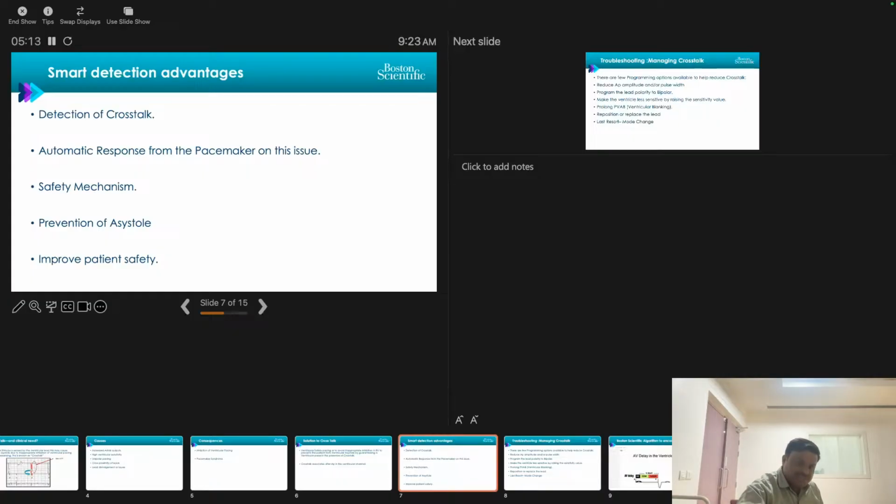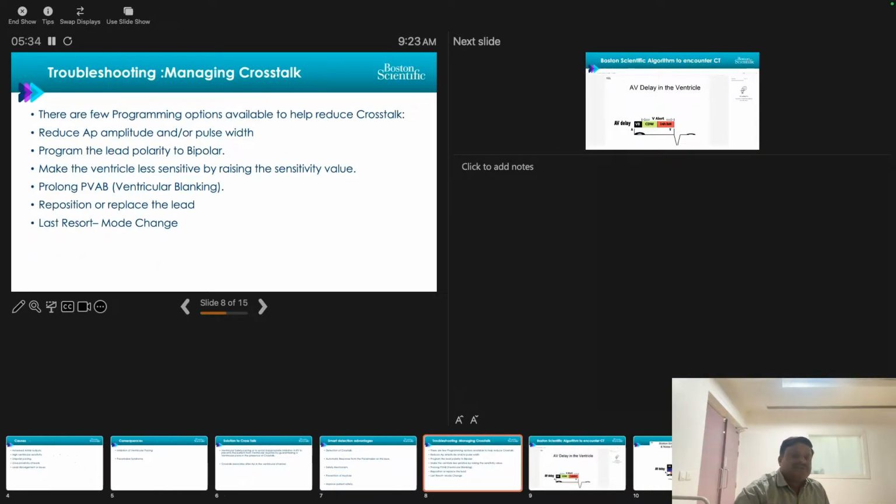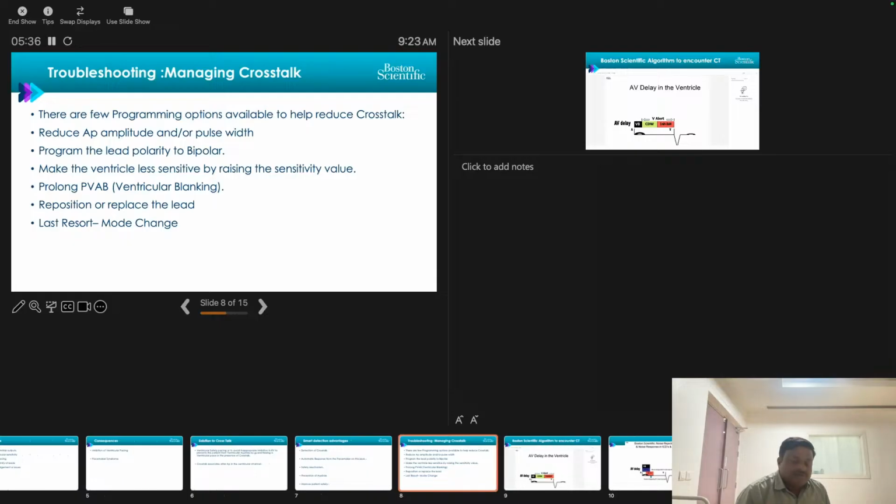So safety pacing, as we discussed, is the safety mechanism to overcome this crosstalk. By doing this safety pacing, we are going to prevent asystole for a particular patient. So we are going to improve the patient's quality of life and the safety that we are offering by putting a pacemaker in a particular patient.